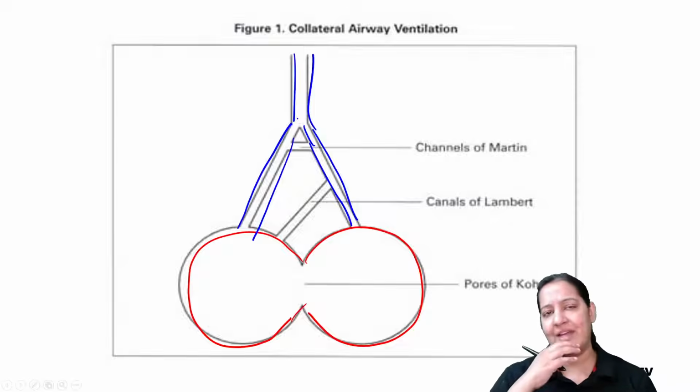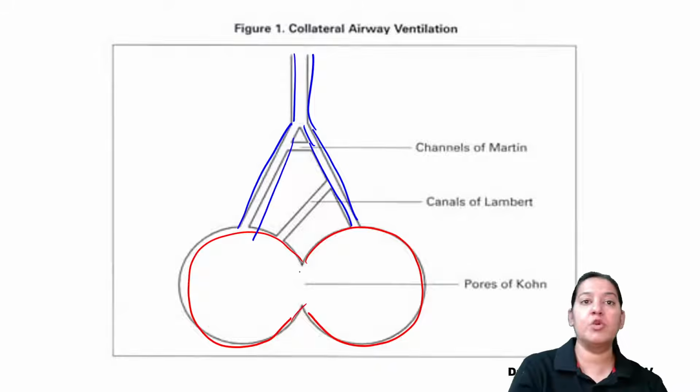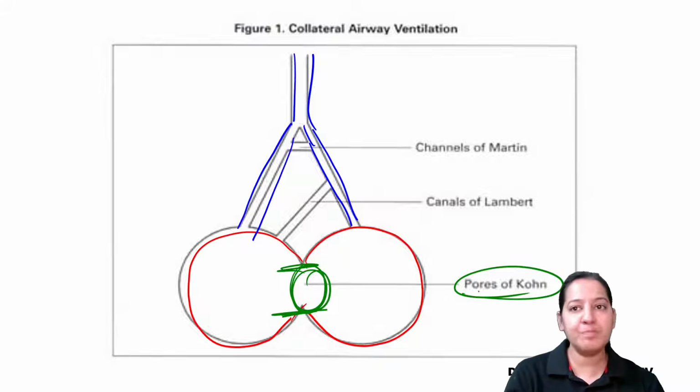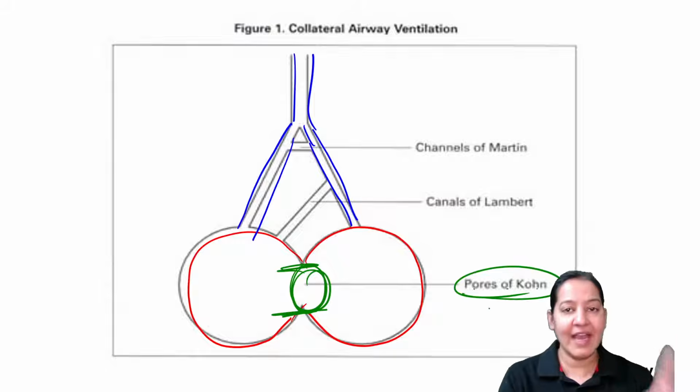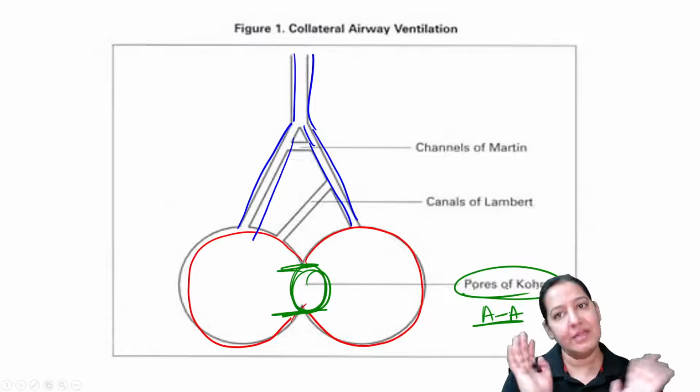You can understand the diagram, right? Now my point is whether the 2 alveolar sacs are connected with each other. Yes, they are connected via a pore. This pore is known as the pore of Cohen. It is an interalveolar connection, between 2 alveoli.